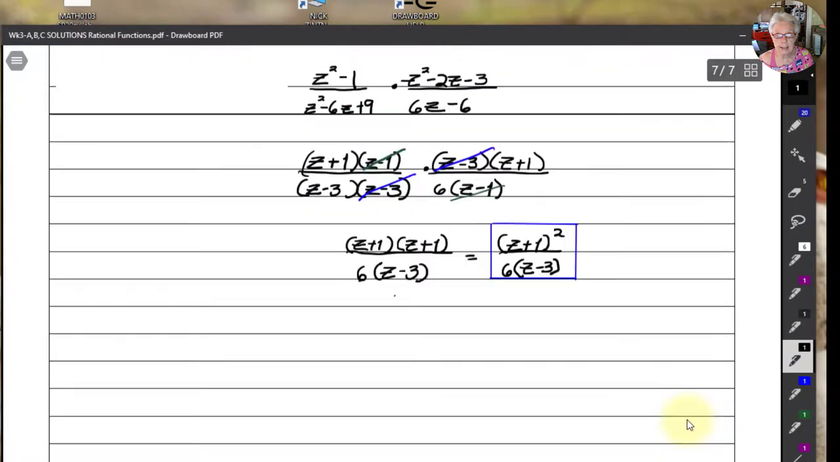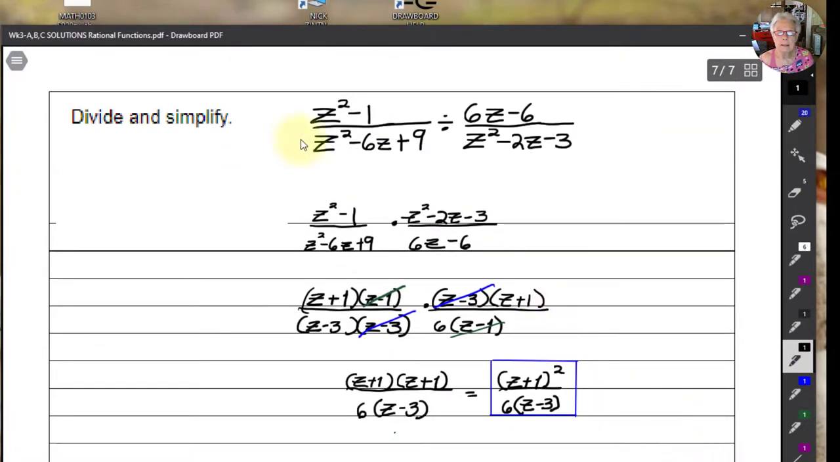Okay, I think that's the last one. We have z squared minus 1, which is really z squared minus 1 squared. 1 times 1 is 1, so this is the difference of two squares. z squared minus 1 over z squared minus 6z plus 9 divided by 6z minus 6 over z squared minus 2z minus 3.